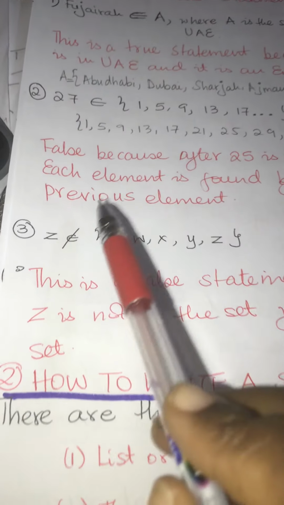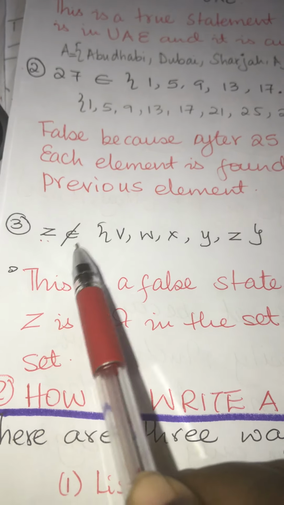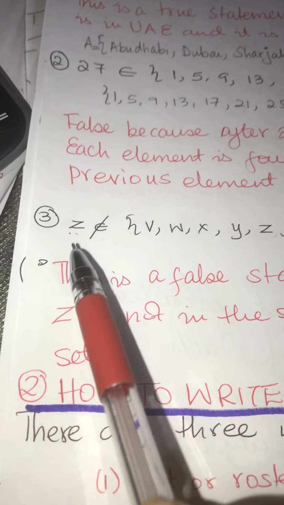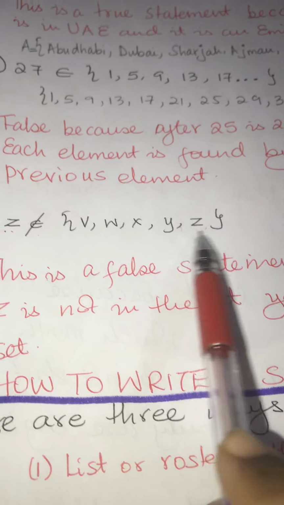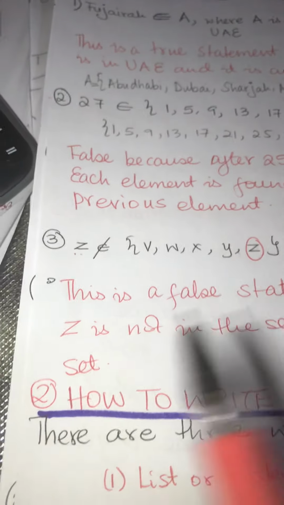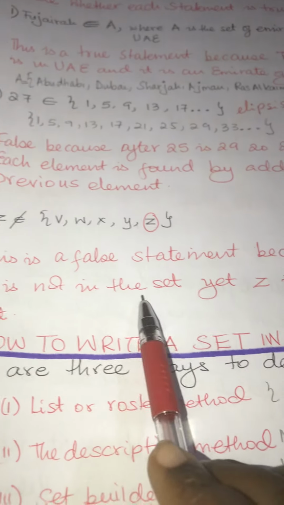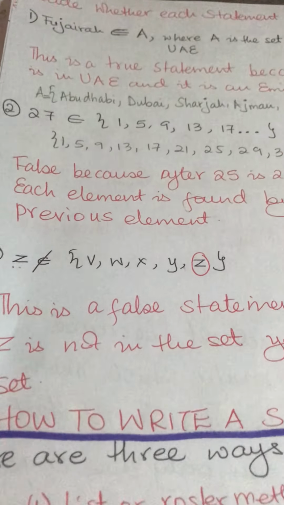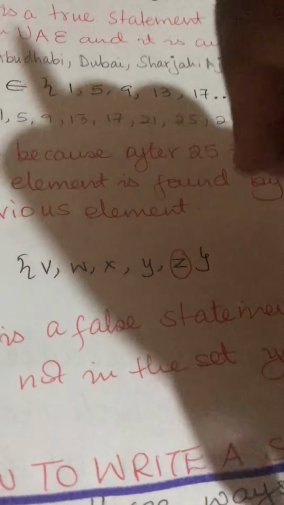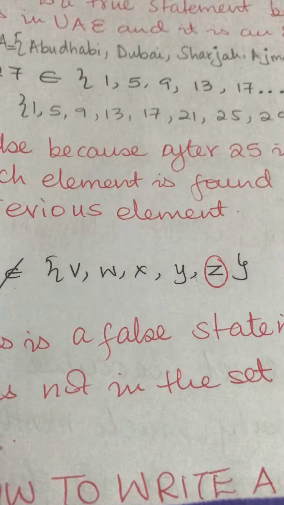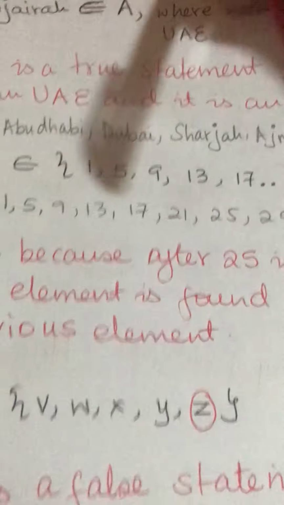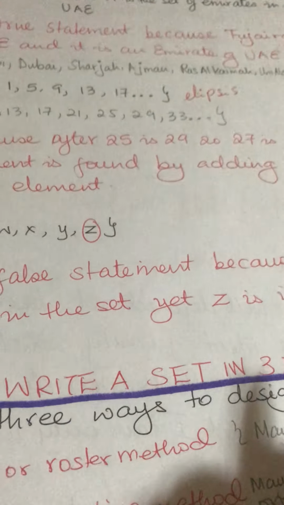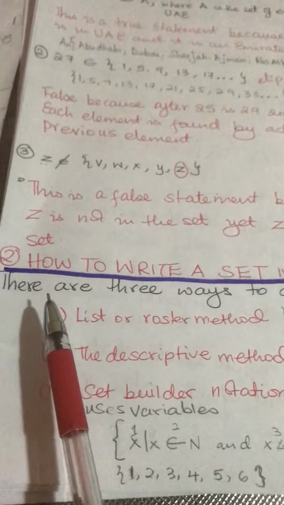Okay. Now this says Z is not a member of this set, which is false. Z is here. Okay. I can see Z. So it is false. This is a false statement because it says Z is not in the set, yet Z is in the set. Okay? So now you need to know how to find an element in the set and an element that is not in the set. You have to read and think about what you read. Very important.